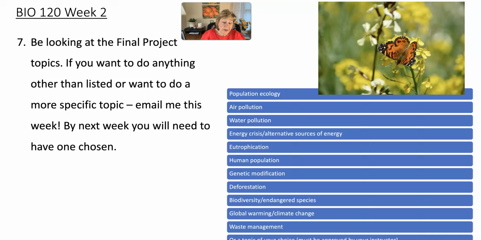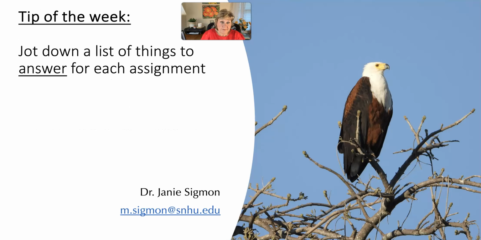All right, let's see if I can go to the next slide. Yay, I did it. This is a fish eagle. We saw lots of fish eagles in Africa. They are absolutely gorgeous. Looks like a bald eagle, but it is not. They don't have white tails like bald eagles do.